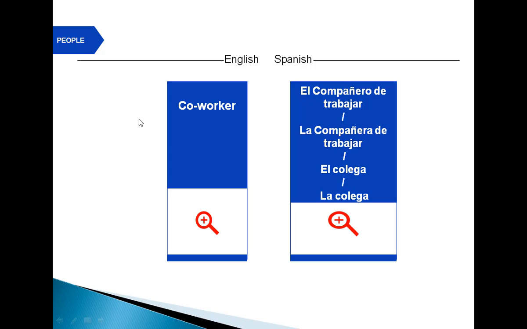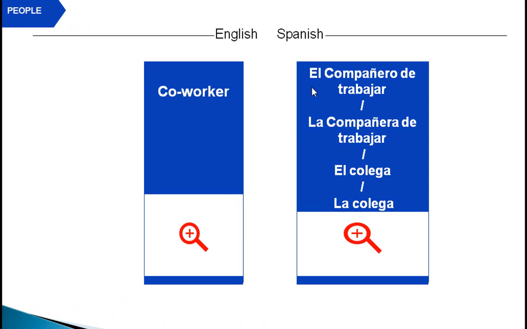Alright, so we work in an organization, we have colleagues or co-workers, and there are different terminologies to name them. First one, el compañero de trabajo. Or la compañera de trabajo. Looking at this ending and the form of the, that is el, we know we are talking about a male colleague. And over here, we are talking about the female colleague as we're using la and the word is ending with a.